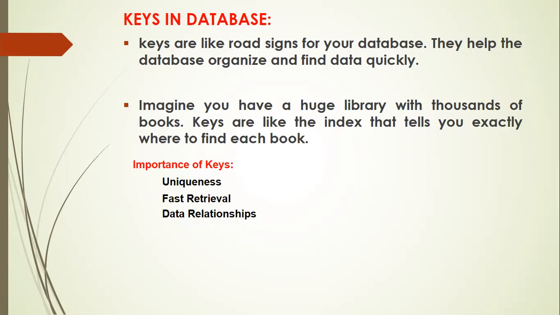Then the last one is data relationships. Here it will establish a relationship between different tables, so that you can link a book's author to the author's details in another table. Consider there are two tables, one with book information and one with author details. Now if you want to find all the books by a particular author, we can get the details. So that means keys also make a relationship between two tables.